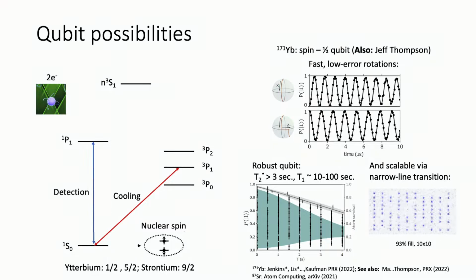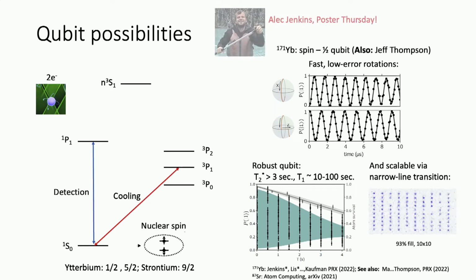Another nice feature is that this narrow line cooling transition can be used in ways that we really were inspired by the Regal group to do low defect loading just via laser cooling, no rearrangement of single atoms in tweezer arrays. So we were able to see 93% loading in 10 by 10 arrays. So if you want to hear more about this story, Alec Jenkins is here, and his poster is tomorrow evening. So it's Wednesday, yeah, tomorrow evening.